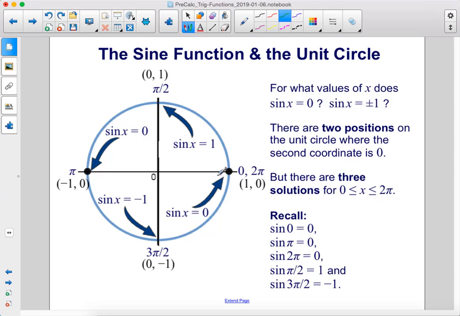Recall, sine 0 equals 0, so here's 1 point. Sine pi equals 0, so over here. Sine 2 pi equals 0, so once you go all the way around the circle and back to this point, now you're at 2 pi, and that sine of 2 pi is also 0. Sine of pi over 2 up here is 1, and sine of 3 pi over 2 is negative 1.